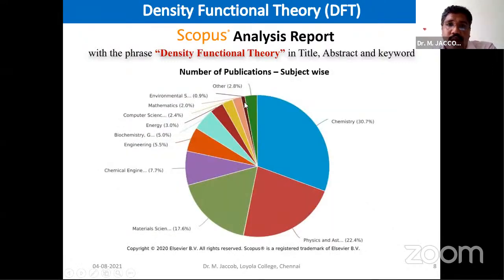This is a particular analysis report where you can see the subject-wise distribution. You can see how much chemistry is influenced by using DFT, 30.7%, as well as material science. Roughly 30, 50, 60, 70% of the theoretical or experimental work is based on or utilizing density functional theory in their research work.